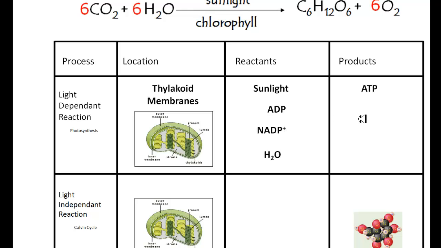And what we get for a product, we get ATP, energizing the ADP with another phosphate, putting the energy back in. We change the NADP plus into NADPH, and then instead of the water we actually lyse it and make oxygen. And then we have the light-independent side, and this one happens out in the stroma, the cytoplasm of the chloroplast. And on this side we need the ATP, we need the NADPH, and we need to bring in carbon dioxide from the atmosphere, and what we make over here is glucose, C6H12O6.